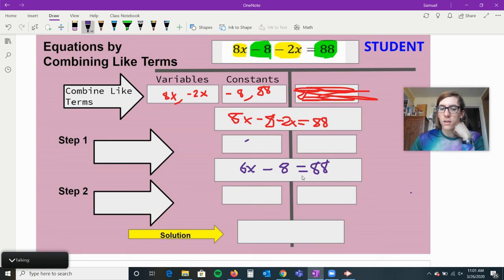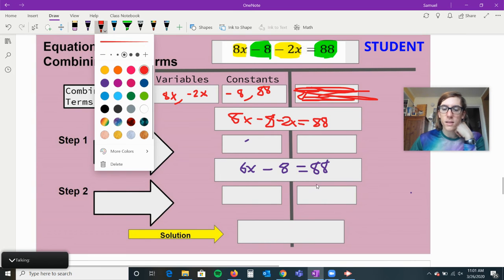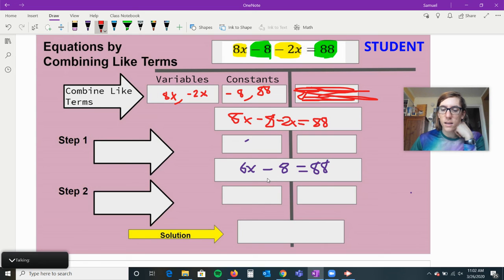So if we're going to solve, we need to start with the one furthest away from the x. That's usually going to be the easiest one anyway. So let's say plus 8. Add 8 to this side, and whatever I do to one side, I have to do to the other, right? So add 8 to -8, that's going to make 0. So now we have 6x plus 0, which doesn't do anything, so it's just 6x equals 88 plus 8, that's going to be 96, right?